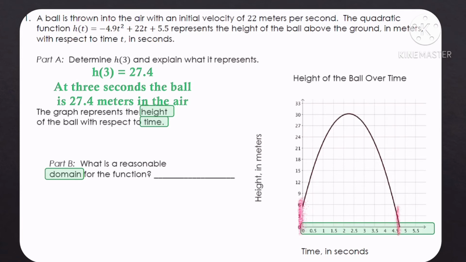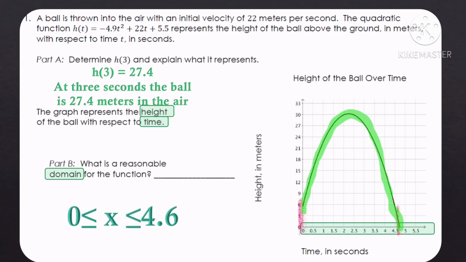But then we come over here. Our graph is about, we can estimate about 4.6, give or take, okay? So when we talk about our domain, it covers all these x values, and we go from the left to the right. So our domain is between 0 and 4.6. And we have to say equal to, because it's equal to that start and stop time. Okay?